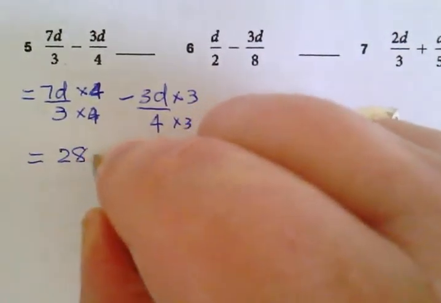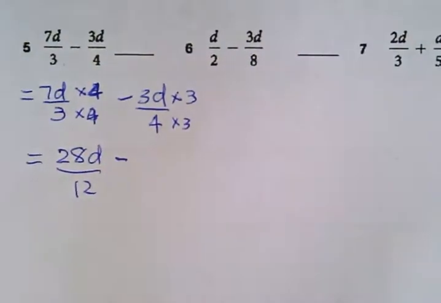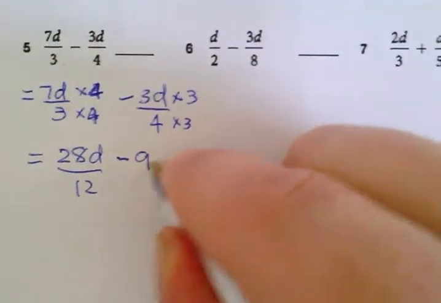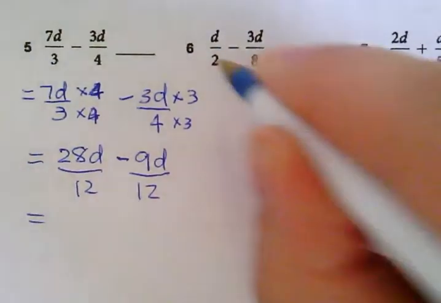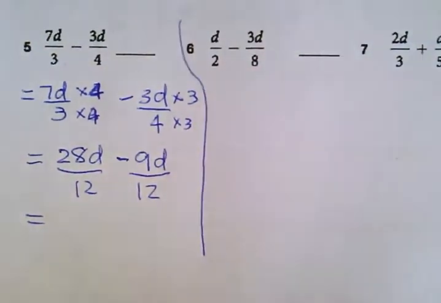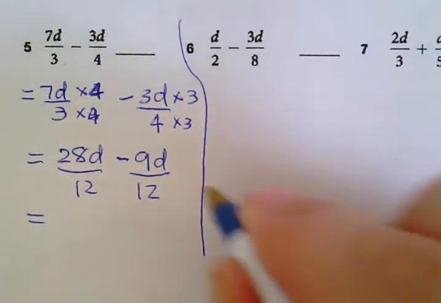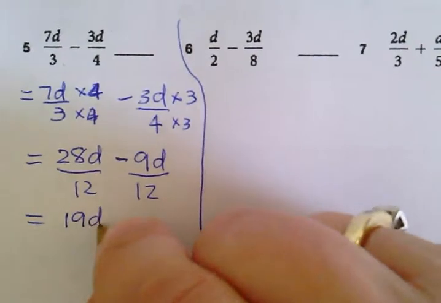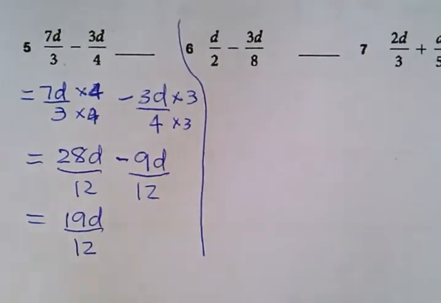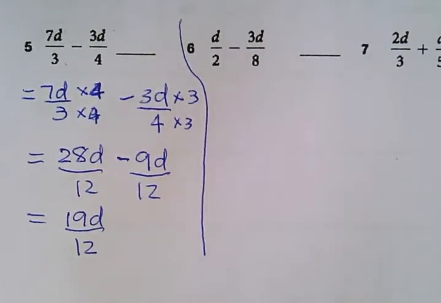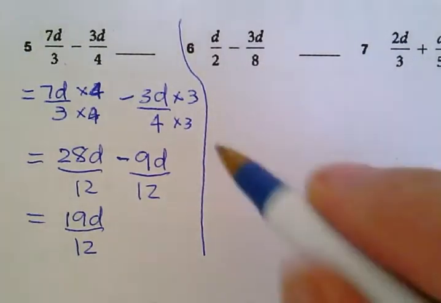So we've got 28d over 12, take away 9d over 12. 28 take away 9 is 19d over 12. Now that can't be simplified. No number goes into both 12 and 19. So do you want to just try some of the others? Just be careful with question 8 that you don't make your denominator too big. Go always for the smallest.